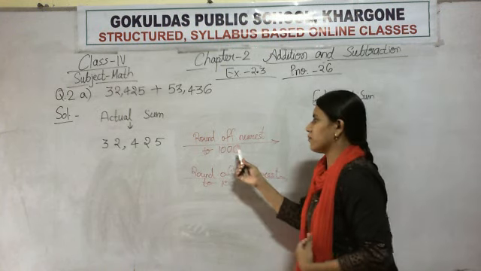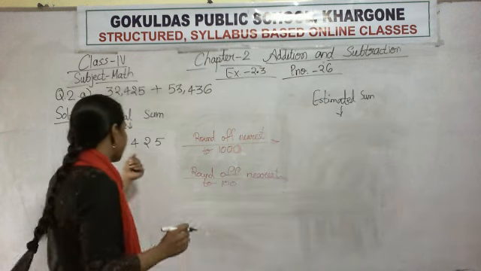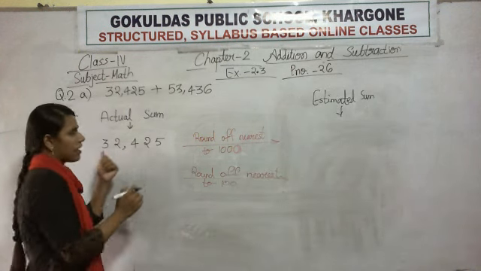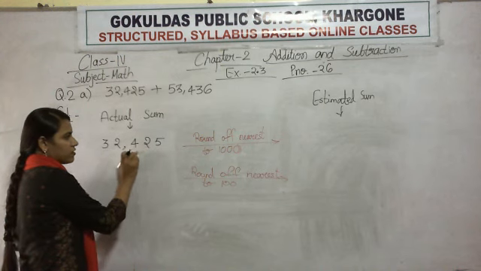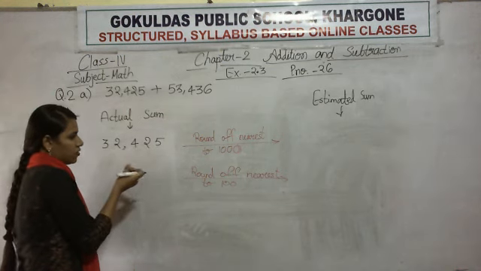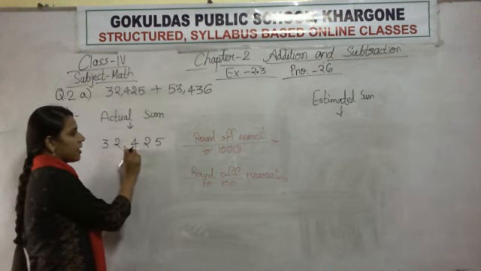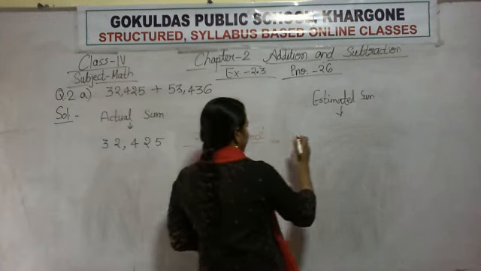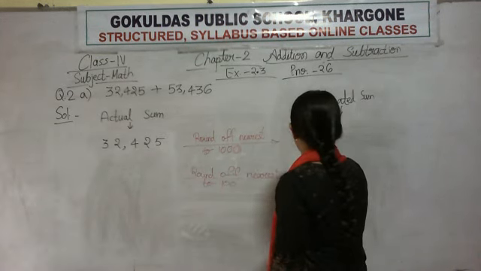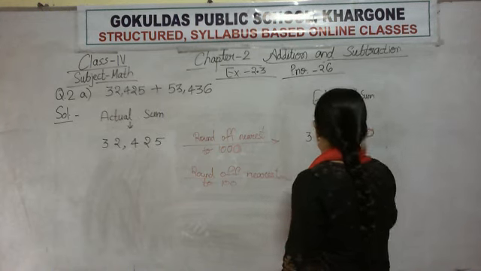For rounding off the number to the nearest 1000, which digit will you check? You will check the digit just right of the thousands place. 4 is there. So what is the rule? You will keep the thousands place as it is and make the ones, tens and hundreds places 0. So your rounded off number is 32,000, right?